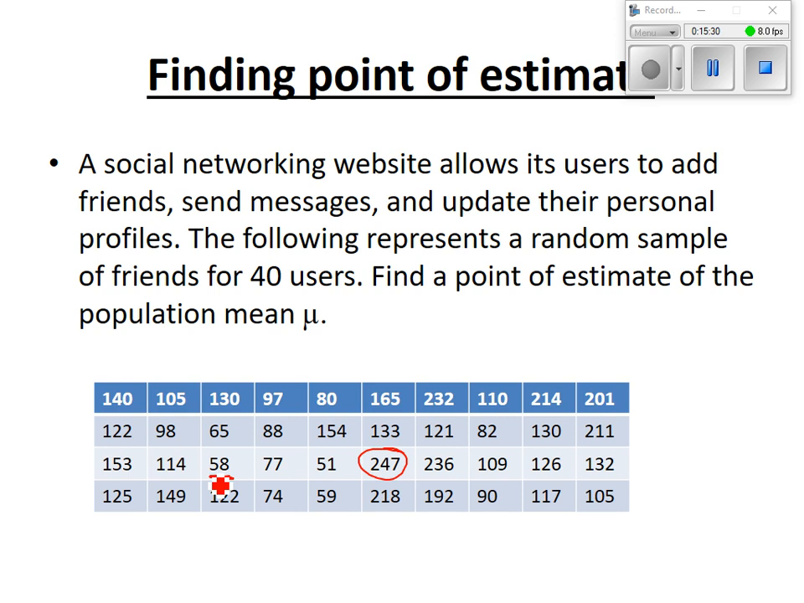All we do to find the point of estimate of the mean is we add up all these numbers and we divide by how many of them there are. So we're just finding X bar.